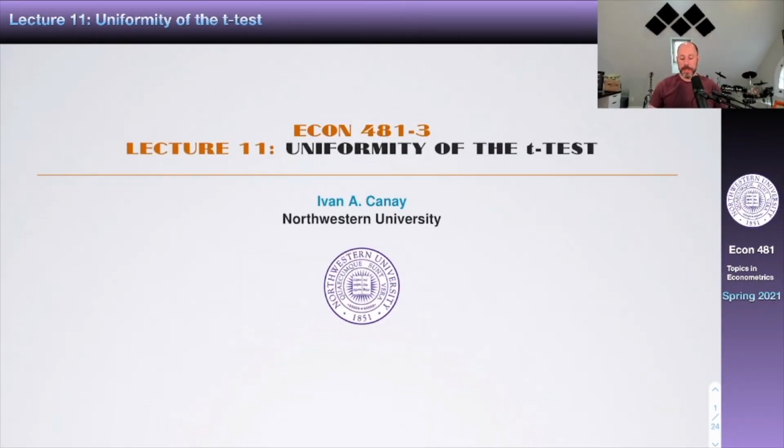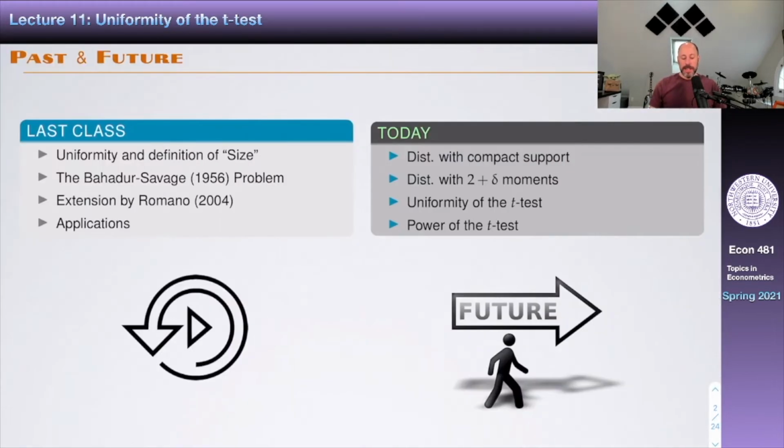We should start with lecture 11. Today we're going to talk about the uniformity of the t-test. If you recall, last class we started our discussion on uniformity. We talked about the definition of uniform size control, and then we talked about what size was as opposed to rejection probability under the null.